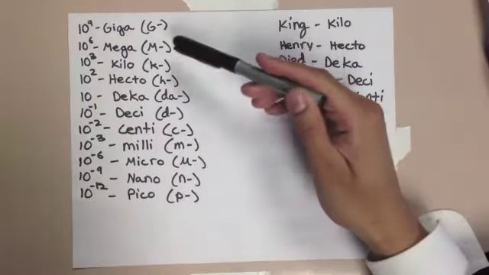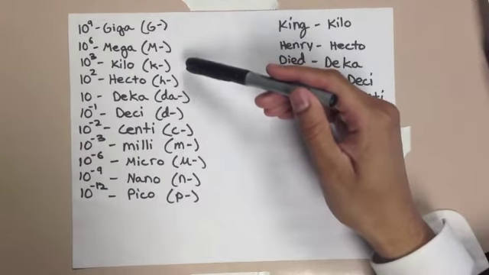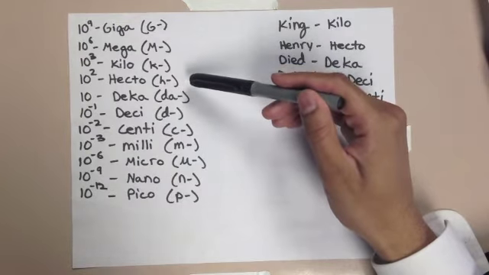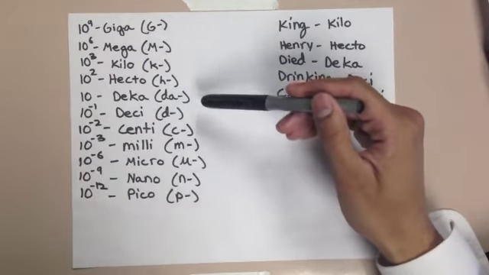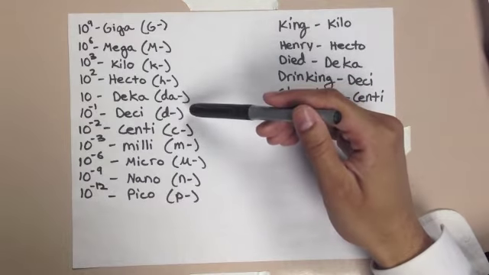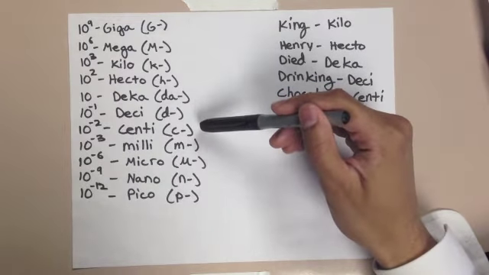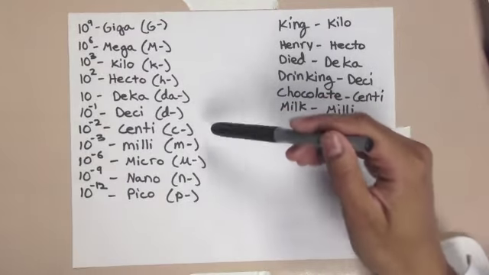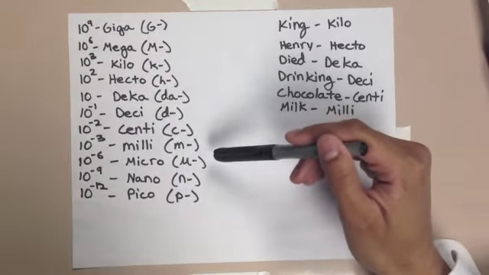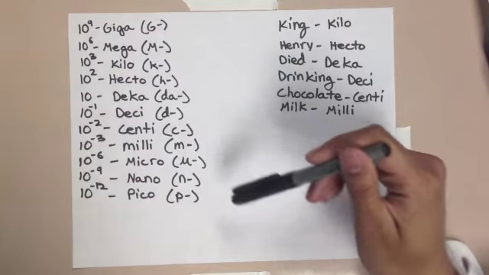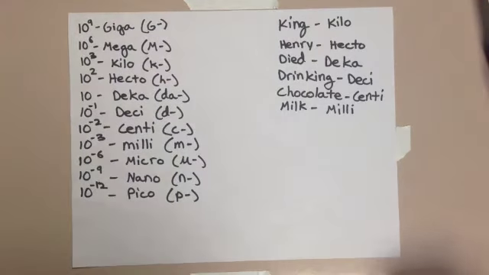10 to the 9th is giga, 10 to the 6th mega, 10 to the 3rd kilo, 10 to the 2nd hecto, 10 to the 1st deca, 10 to the 0 is just the unit itself, 10 to the negative 1st is deci, 10 to the negative 2 is centi, 10 to the negative 3 is milli, 10 to the negative 6th is micro, 10 to the negative 9th is nano, and 10 to the negative 12th is pico.